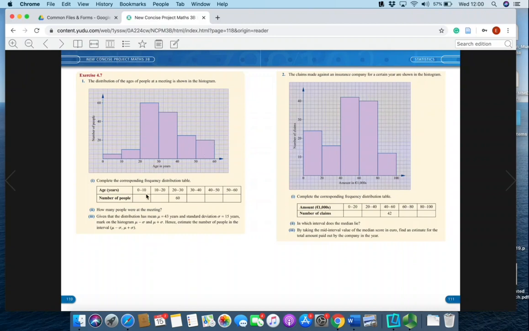Part 2, how many people were at the meeting? And 3, given that the distribution has mean mu equal to 43 and standard deviation sigma equal to 15, mark on the histogram mu minus sigma and mu plus sigma. Hence, estimate the number of people in the interval mu minus sigma to mu plus sigma. Okay, so let me switch to the pad and let's do that one.